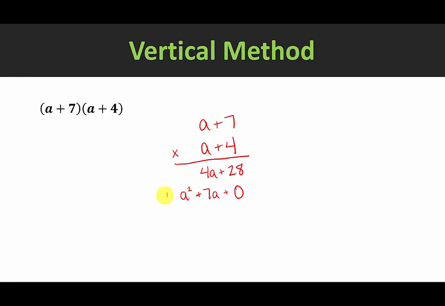Then add your two rows. A squared stays a squared. 4 plus 7 is plus 11a. And then 28 plus 0 is plus 28. And that's how the vertical method works. Let's do another example together.